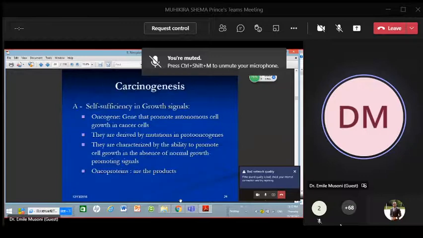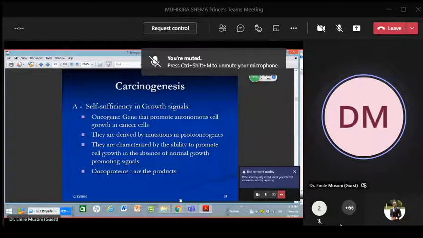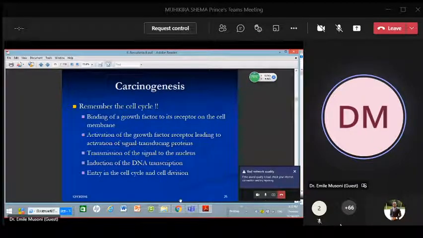In this case of self-sufficiency, there are some oncogenes, genes that promote autonomous cell growth in cancer cells. They are derived by mutation in proto-oncogenes. They are characterized by the ability to promote cell growth in the absence of normal growth-promoting signals. For this one, you have to remember the cell cycle, because all those changes pass through cell division.